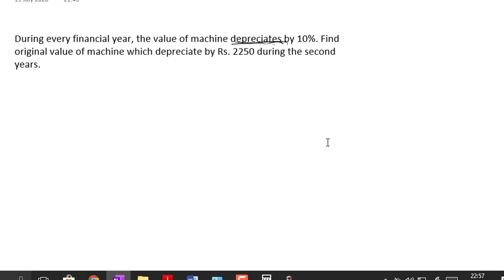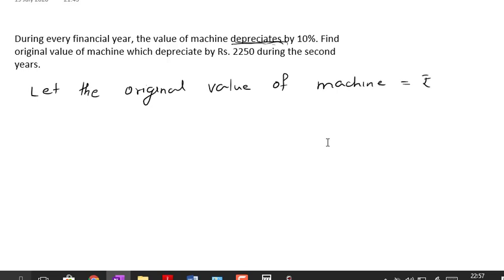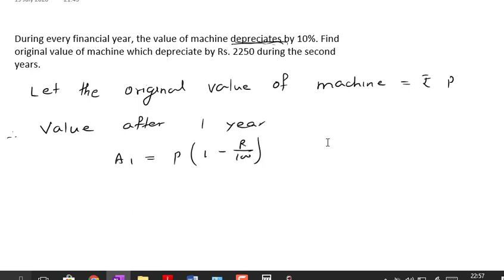So let us say I will consider the original value of the machine is rupees P. This is the original value of the machine. Therefore the value after 1 year, A1 I will say, will be P into 1 minus R upon 100 the whole power 1, because I am taking for 1 year.